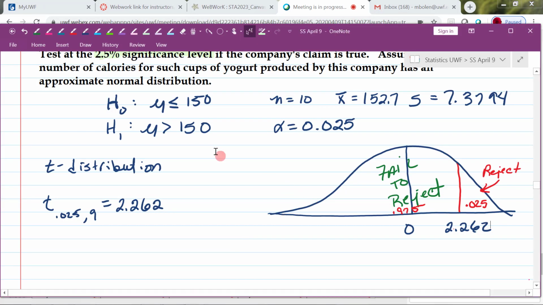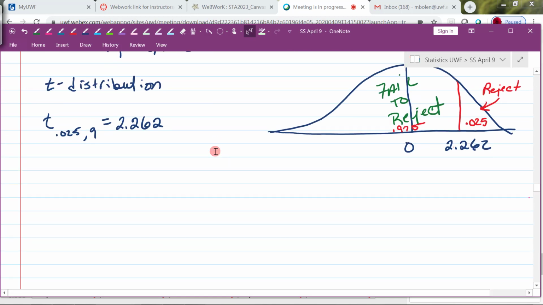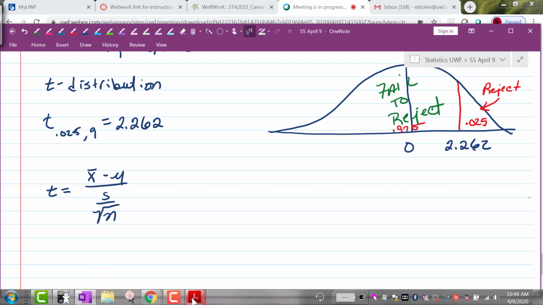Into here. So now we have our picture set up properly, and now we need to do our test statistic. So our test statistic is going to be T, and that's going to be equal to X bar minus mu divided by S divided by the square root of n. But I'm going to go double check it because my memory isn't always accurate.